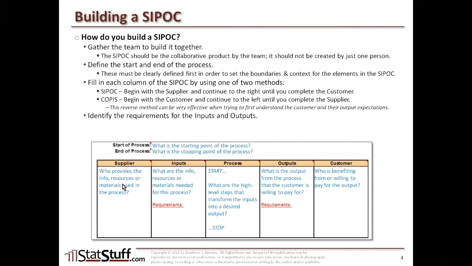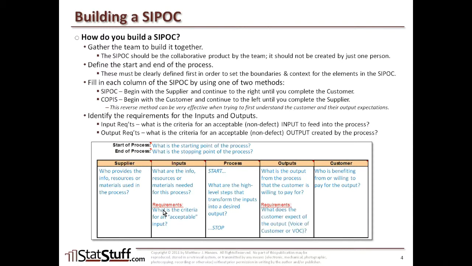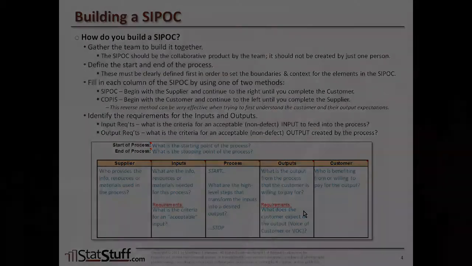Now, the last thing you want to do is for the different inputs and outputs, you want to identify the requirements. So for example, for the input requirements, you want to ask what's the criteria for an acceptable input, the things that are non-defective that are coming into you as an input into your process. And then finally, what are the output requirements? That is, what are the requirements from the customer, the things that you're creating coming out of your process that's considered to be a non-defect that the customer is willing to pay for.